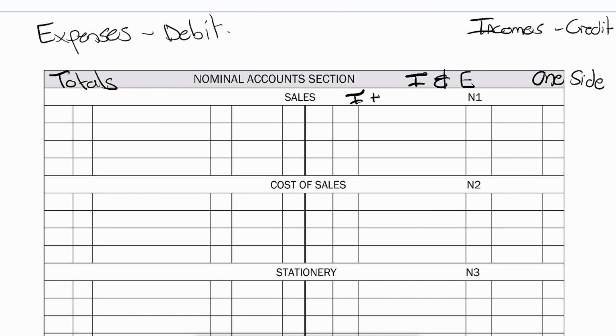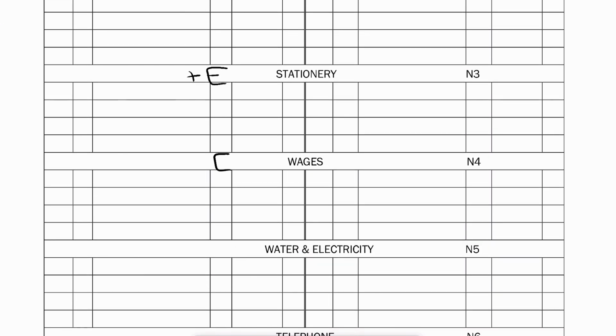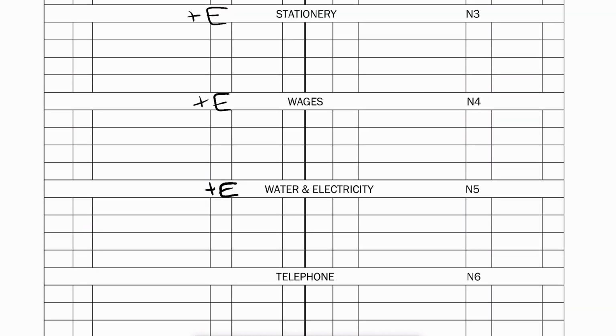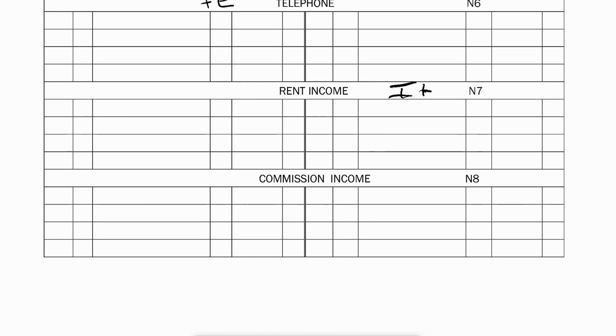So if we go in and have a look, cost of sales is an expense, so debit side. Stationery, an expense, so debit side. Wages, expense, so debit side. Water and electricity, expense, debit side. Telephone, expense, debit side. Rent income is an income, so we use the credit side, and commission income is an income, so we use the credit side.